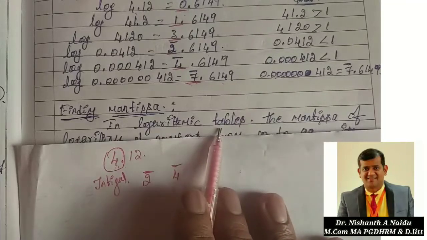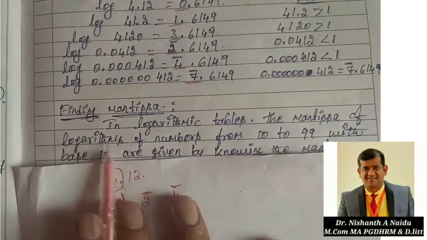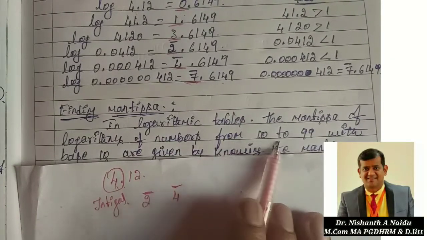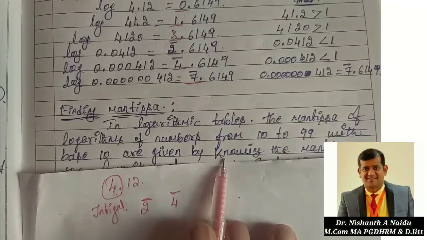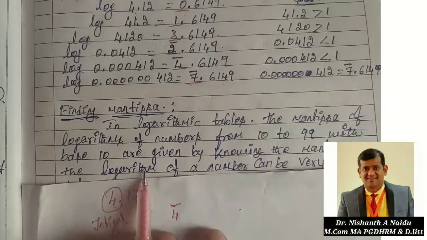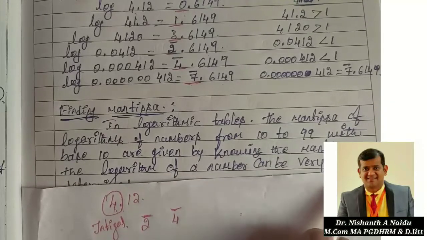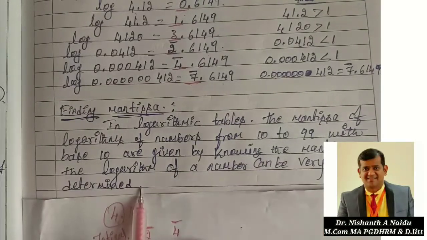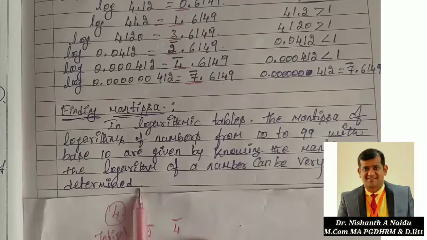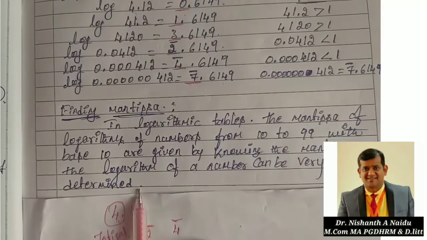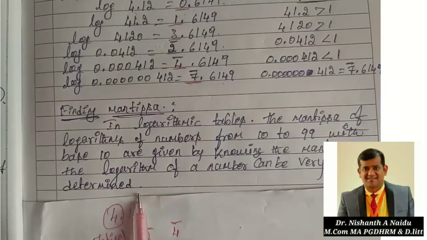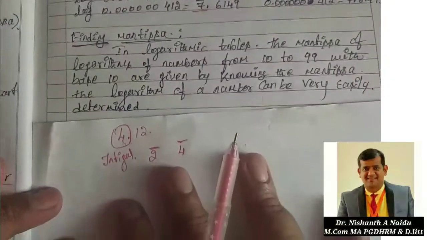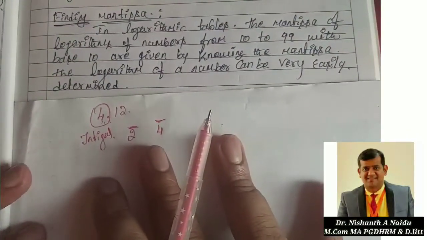See, in the logarithm table, the Mantissa of logarithms of numbers from 10 to 99 with the base 10 are given. By knowing the Mantissa, the logarithm of a number can be very easily determined. See, the Mantissa value is already there in the log table, so we just have to identify and mention it. How to identify and how to mention, you are going to learn today in the class.